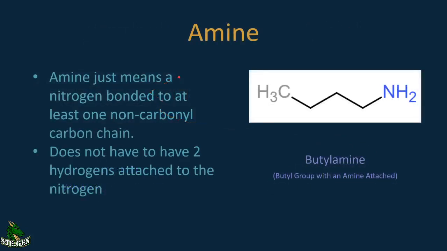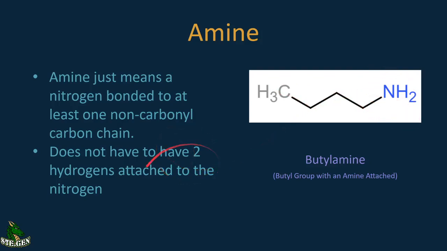Then we have amines. Amine just means a nitrogen bonded to at least one non-carbonyl carbon chain. I've brought that up a couple times now, and I think I haven't actually explained what it is yet. I'll explain in more detail what it is. For now, if you just notice, it's attached to a carbon in one nice straight chain. So this is 1, 2, 3, 4: methyl ethyl propyl butyl. This one has an amine.